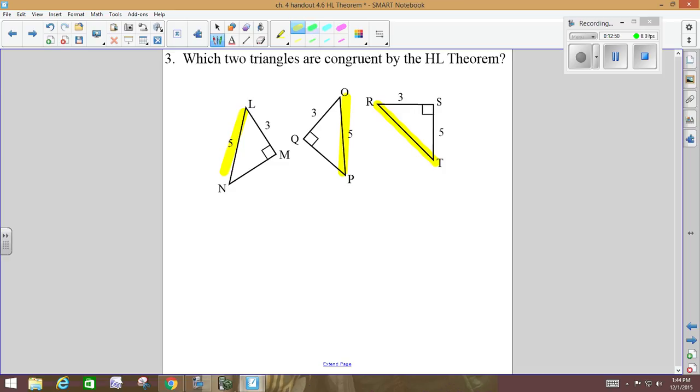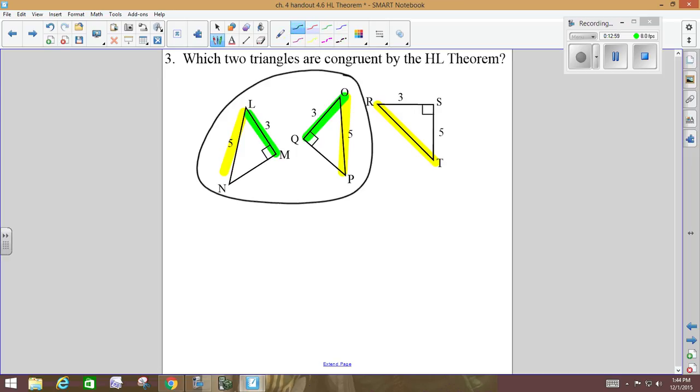Then you got to double check the legs. Here's a leg, here's a leg. Are they congruent? Yeah, because they're both a length of 3. So these 2 are congruent by the HL theorem.